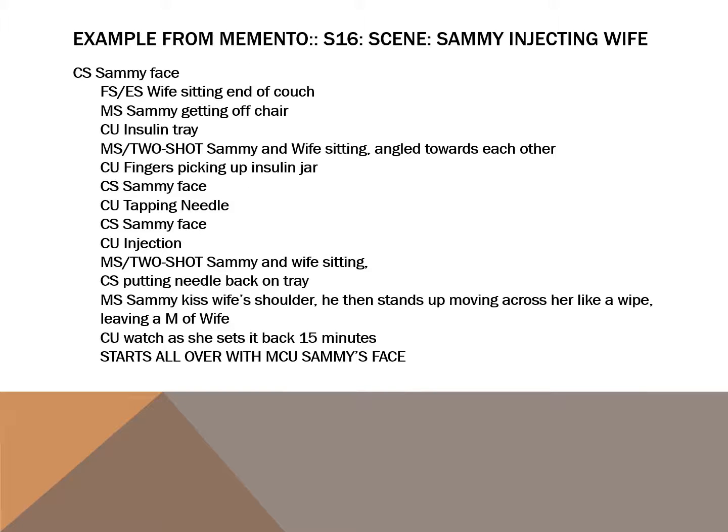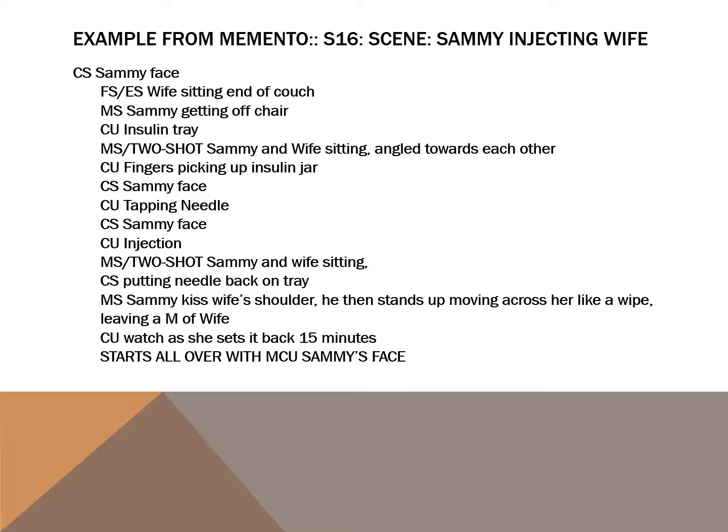What we have here is an example from Memento. I chose scene 16 where Sammy is injecting his wife. So we start with a close shot of Sammy's face. We move on to a full shot or establishing shot of the wife sitting at the end of the couch. A medium shot of Sammy getting off the chair. Close-up of the insulin tray. A medium shot, two-shot of Sammy and the wife sitting angled towards each other.